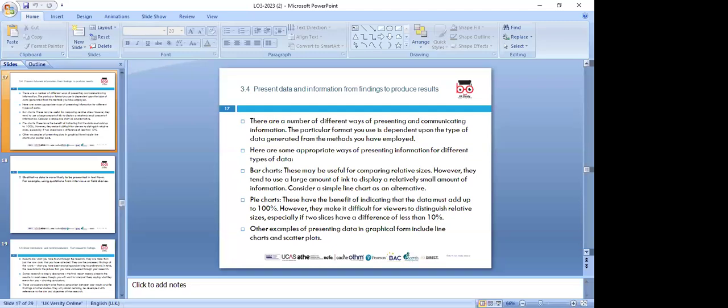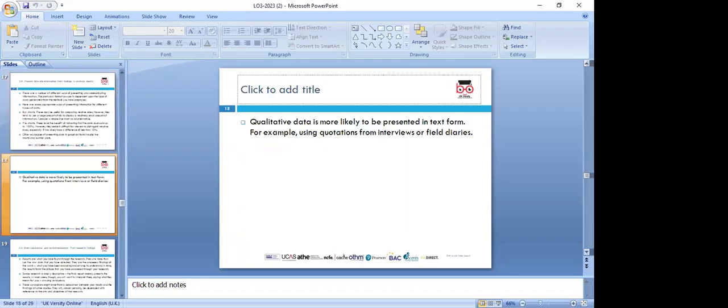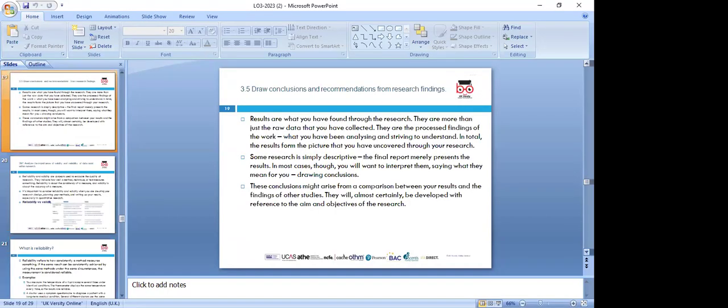Other examples of presenting data in a graphical form include charts and scatter plots. Scatter plots is where you have your plots scattered all over, and then you choose the closest to each other, and then you plot them to suit your project. Qualitative data is more likely to be presented in text form, for example, using quotations from interviews or field diaries.